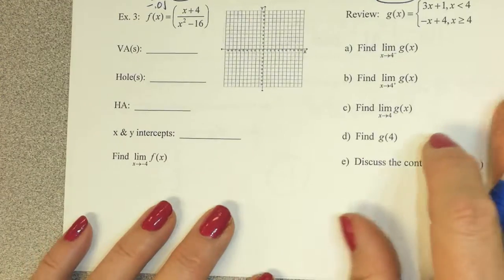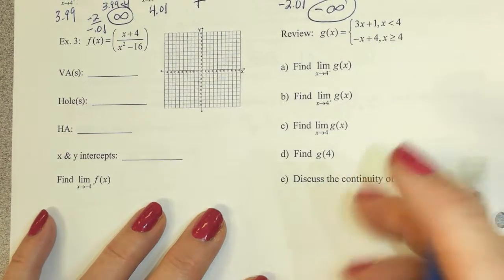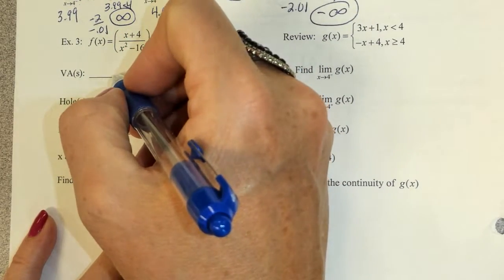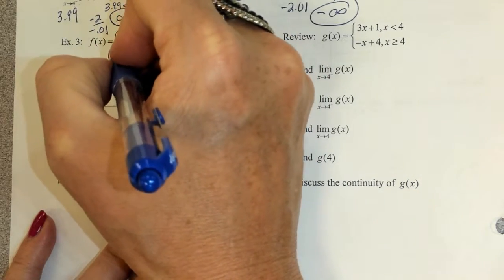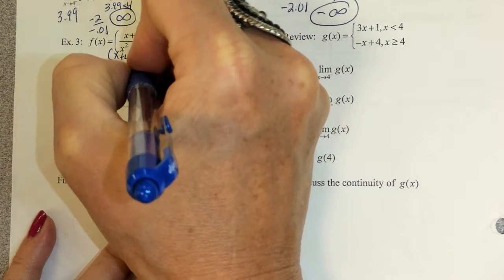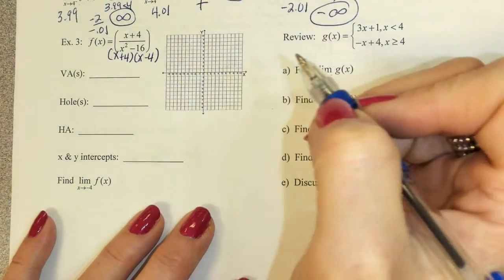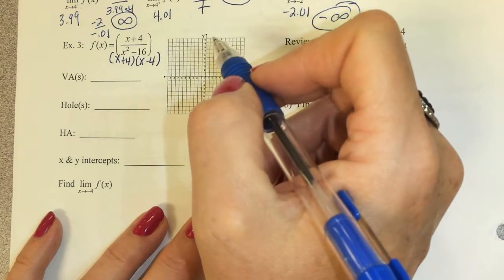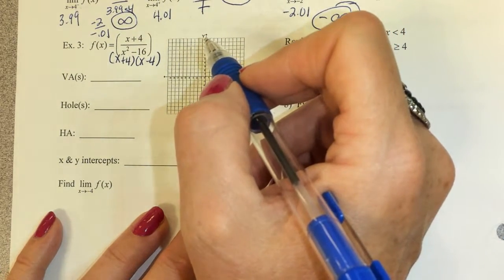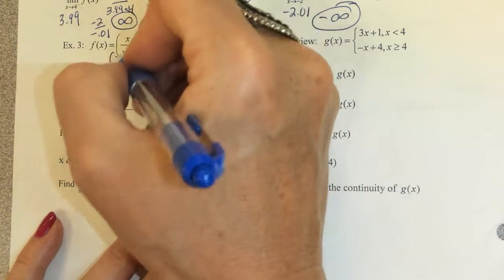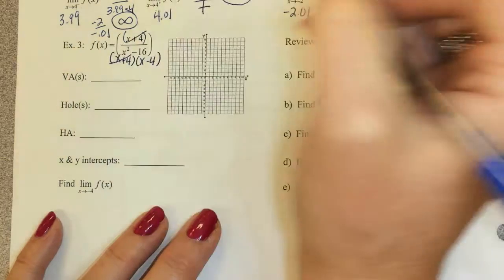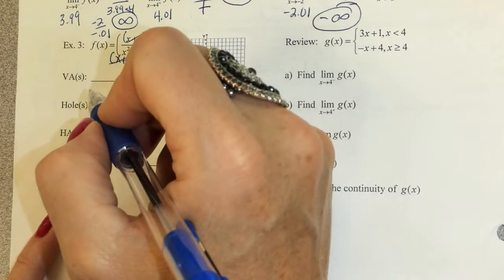All right, let's do example 3. Vertical asymptotes. Before you can find these, you have to do your factoring, so we're going to factor the denominator. And before we find the vertical asymptotes, we want to check to see if anything cancels. Taylor, does anything cancel? Okay, so those cancel out. So Taylor, what's our vertical asymptote then?